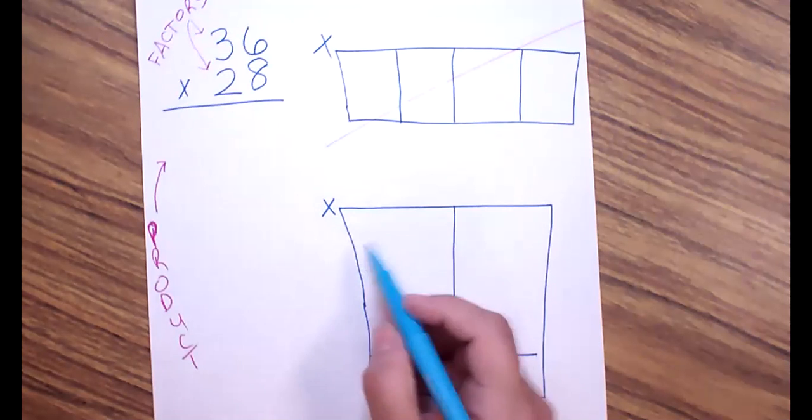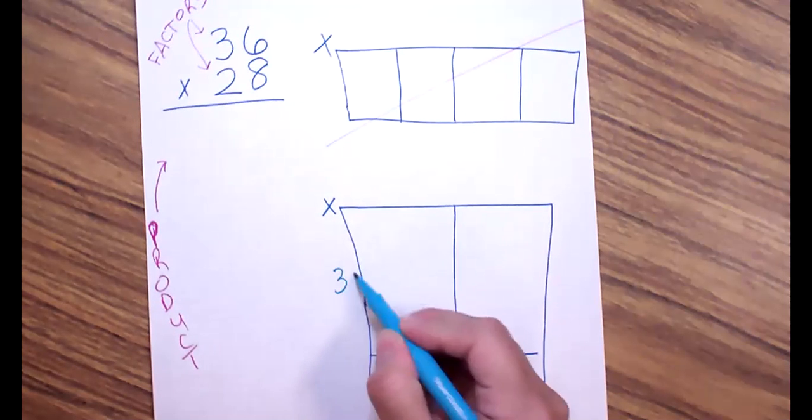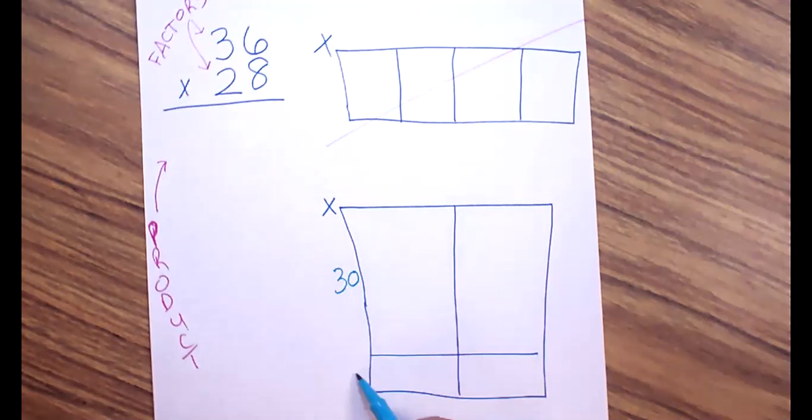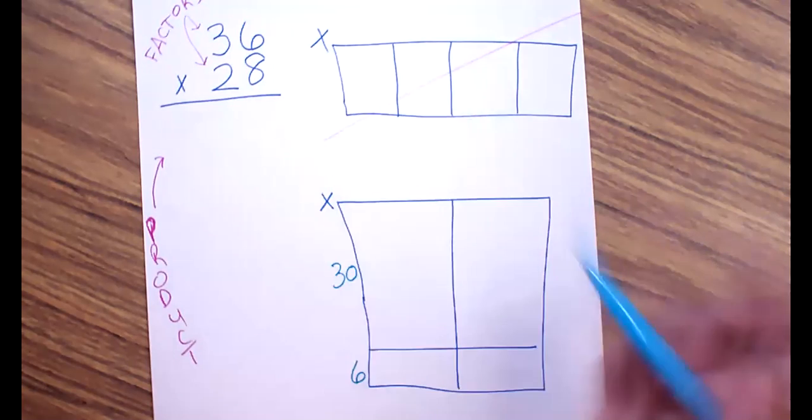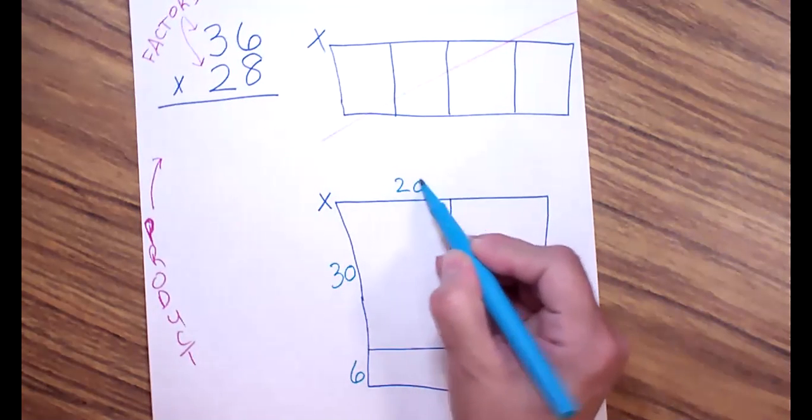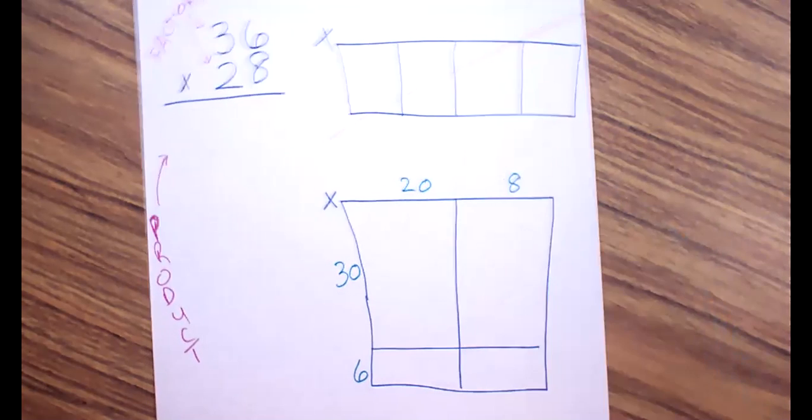So 36, I have to decompose it. It would be a 30. And down here, a 6. Now I made this section smaller because this number is going to be in the ones place. Okay, now I have to decompose the 28. 28 would be 20 and then 8.